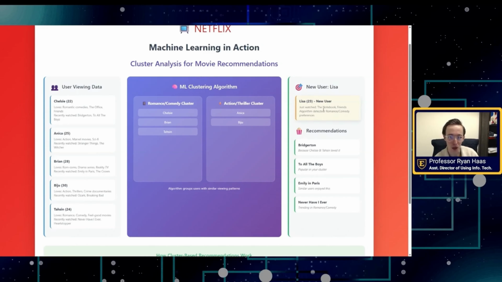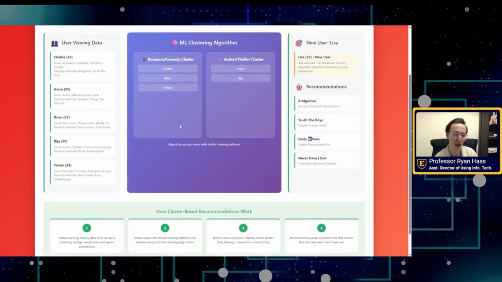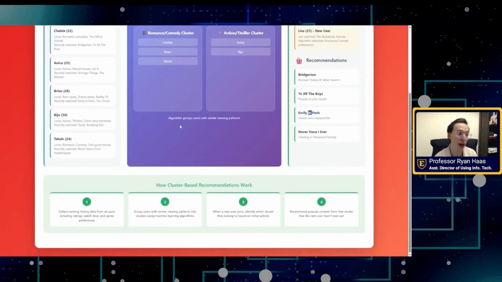And now we have someone who's fairly a new user on Netflix, and she's watched The Notebook and Friends. That's all the data we have on her so far. But the algorithm is seeing commonalities that map more with this cluster. And so it's going to start recommending these titles based on what the people in this cluster were watching and seemingly enjoying.